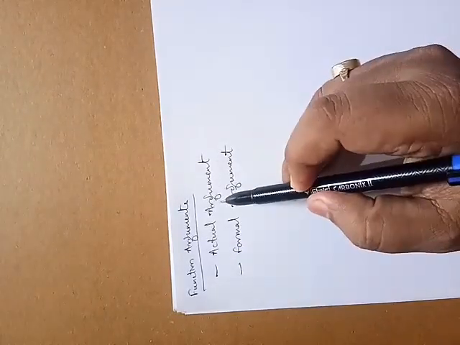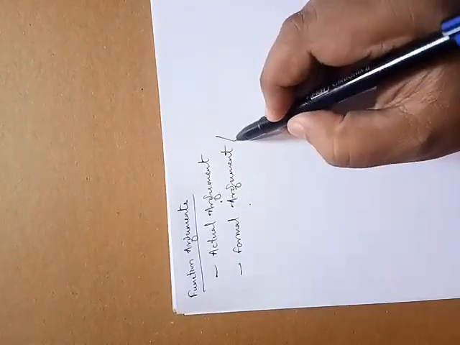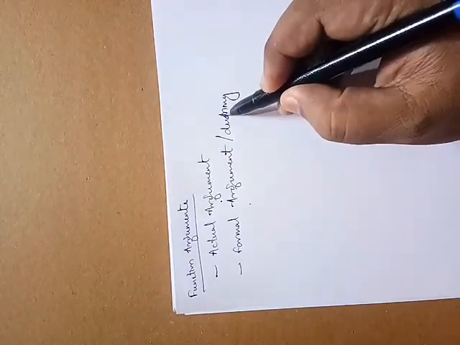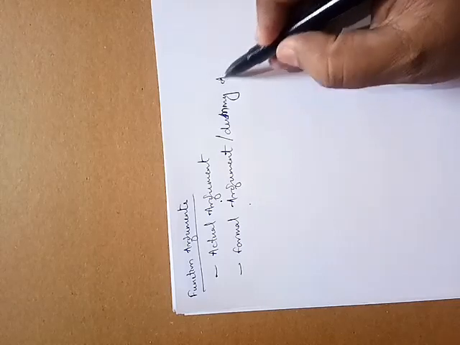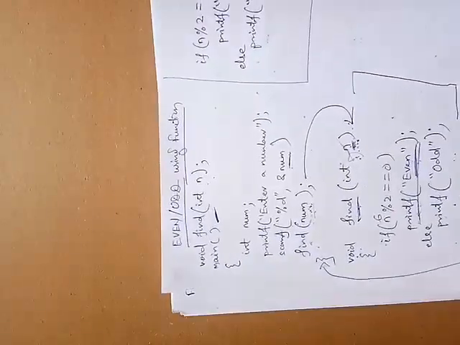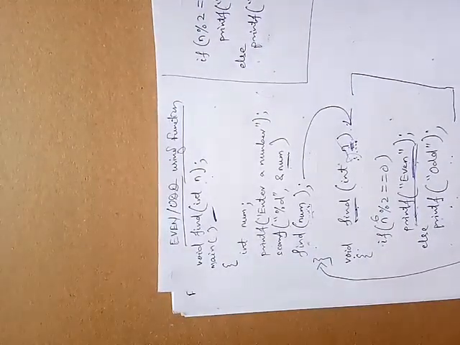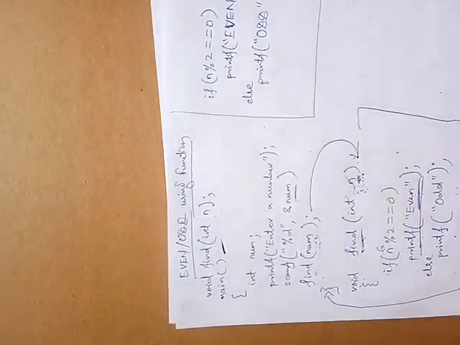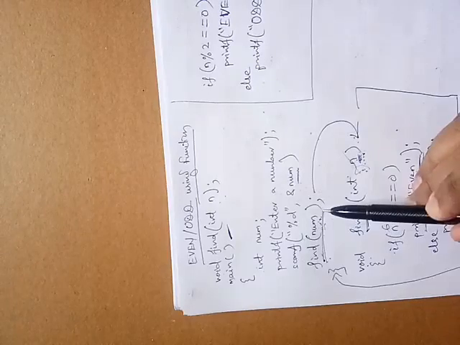So actual argument and formal argument; the formal argument is also called the dummy argument. Now you can see here the arguments which are mentioned in the function call are known as actual arguments. Here this is the function call statement.